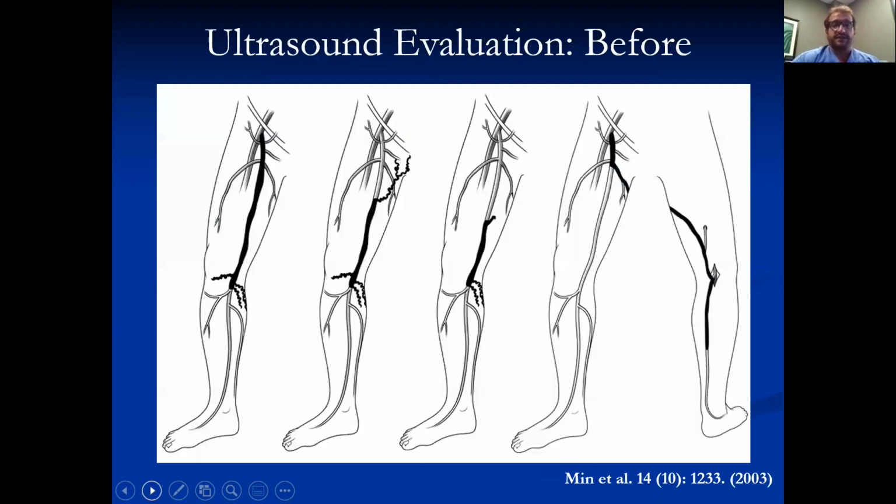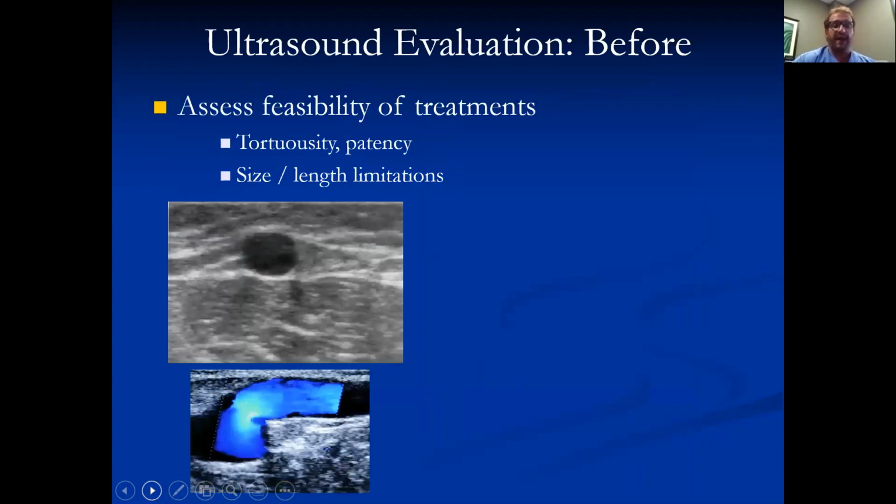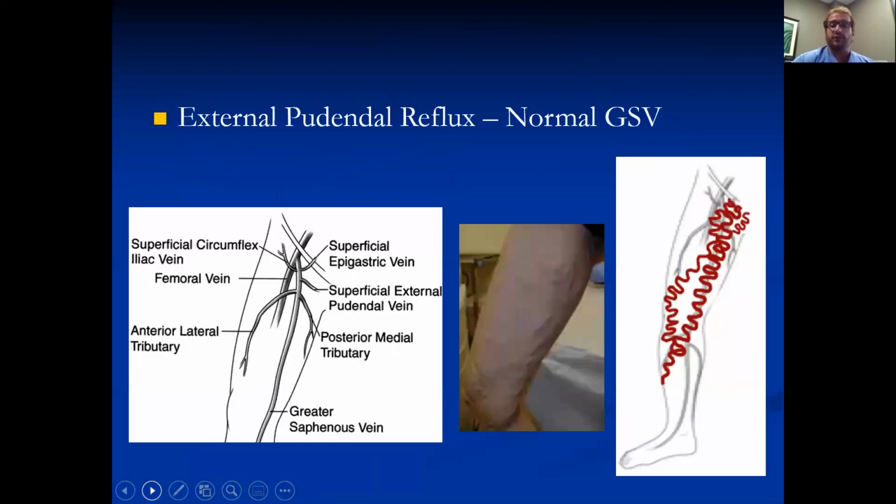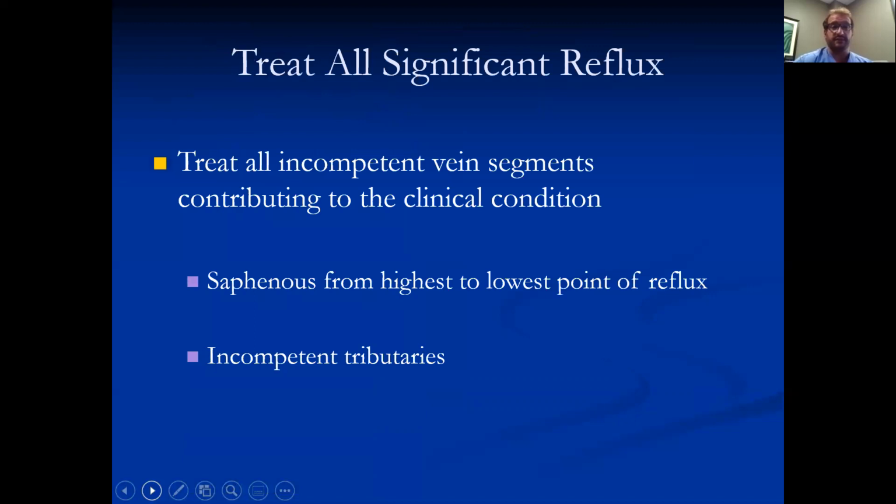So the advantages: doing it in the office, outpatient, patients are right back to their routine. The ultrasound helps us determine what exactly is the problem, because there are different pathways that are sometimes leaking that you otherwise wouldn't be able to tell just by looking at the patient. Ultrasound helps us in doing the procedure, assessing access points, and determining which patients need a different approach. Here we have reflux from those pelvic veins we talked about, where the greater saphenous vein actually was normal, and there was no reason to treat the greater saphenous vein in this patient.